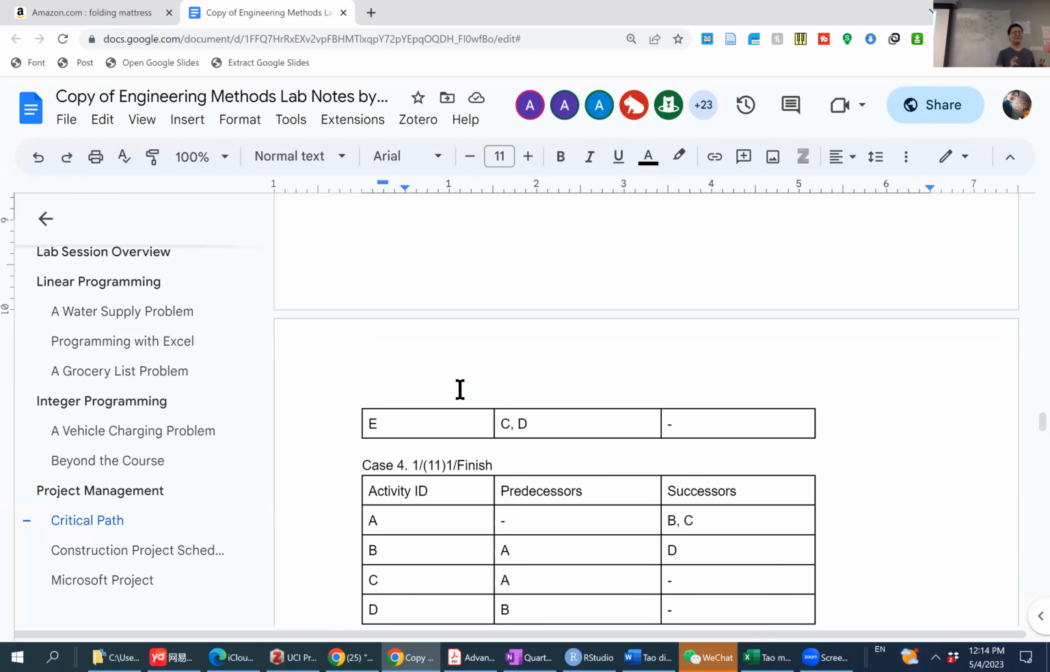It's not necessary. It may not be totally incorrect though. In this case, we don't need a dummy node or dummy arrow. All right. Starting from this, we will also have a D as the successor of B, right? And both C and D go to E. That's what makes E the successor of both C and D. And case 4.